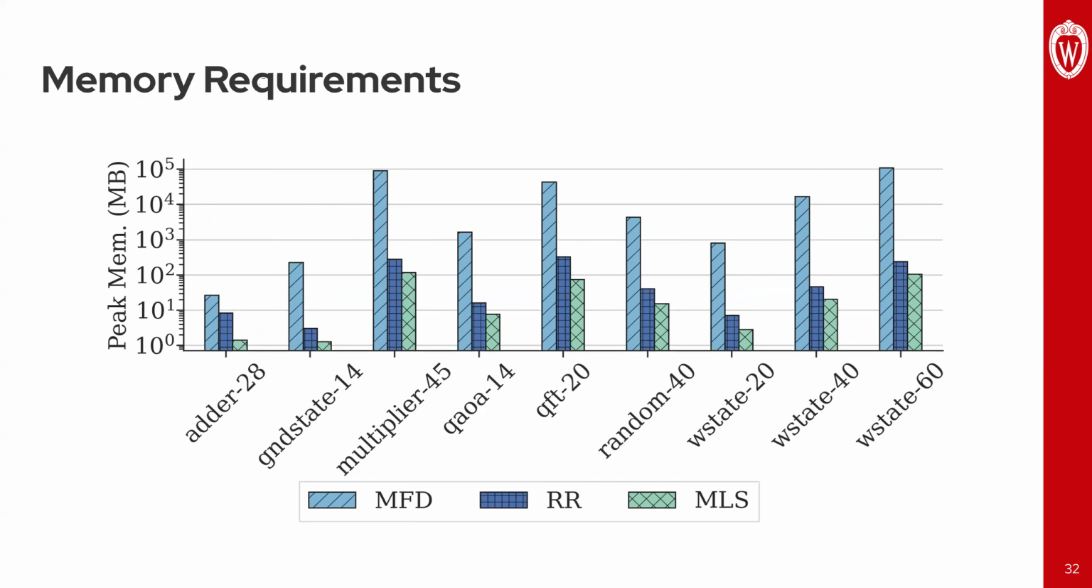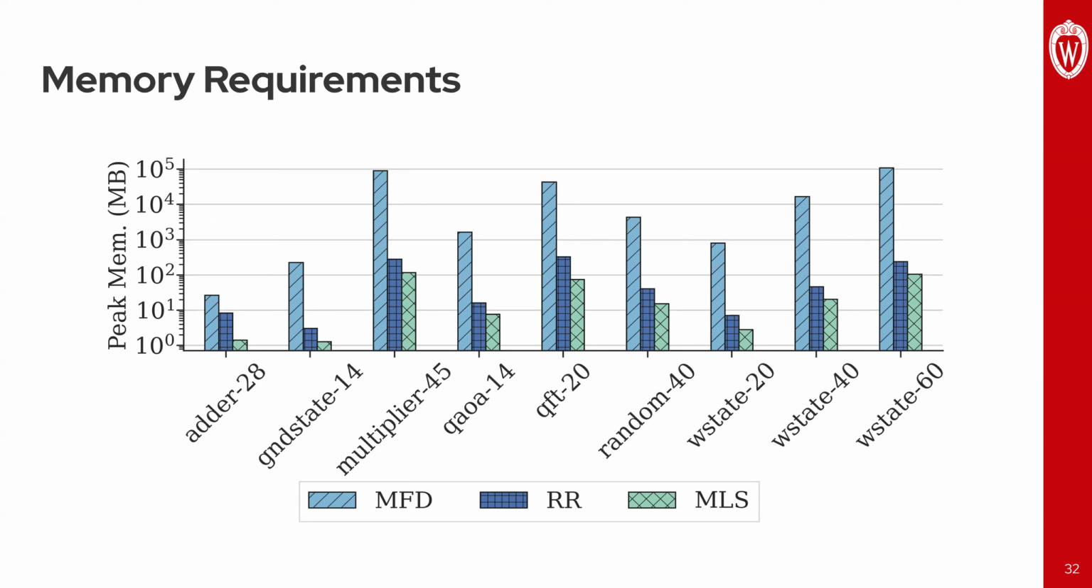So here I have the peak memory requirements on the y-axis, so the memory required to store undecoded syndromes. And on the x-axis, we have all the benchmarks. Because the MFD policy does a terrible job of reducing the undecoded sequence lengths, the peak memory requirements are orders of magnitude higher as compared to the MLS policy, which is around the 100 megabytes, so 10 to the power 2, mark.